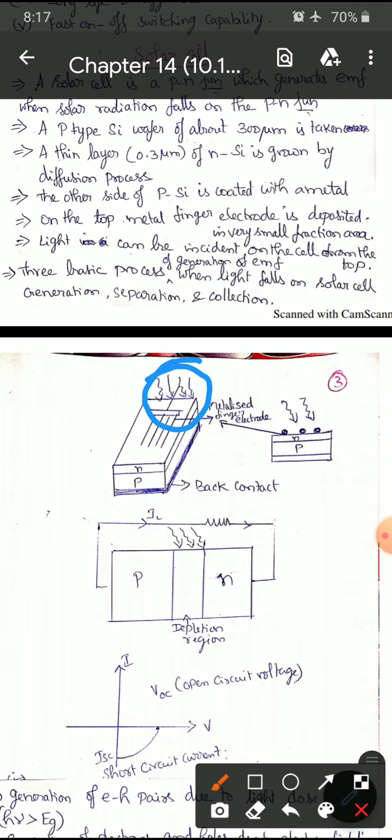So here three basic processes of generation of EMF are going on when light falls on the solar cell. What are the three steps? One is generation, another is separation, and another is collection. Generation, separation, and collection are the three basic processes going on when sunlight falls on the surface of the semiconductor.